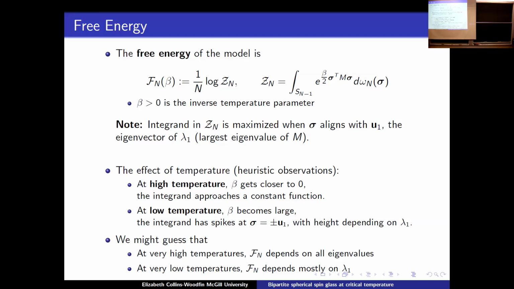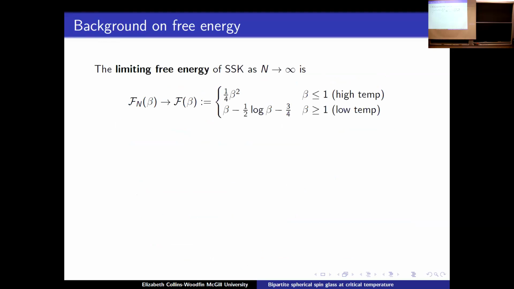I'm going to give you now just a little background on what is known about the free energy. So one of the first things that was found about this free energy is that it concentrates. It has this limiting value. So as you take n toward infinity, the free energy approaches this constant value that depends on beta. And you see there's two different formulas for it, one in the high temperature case and one in the low temperature case. And the threshold for defining high and low temperature is beta equals 1.